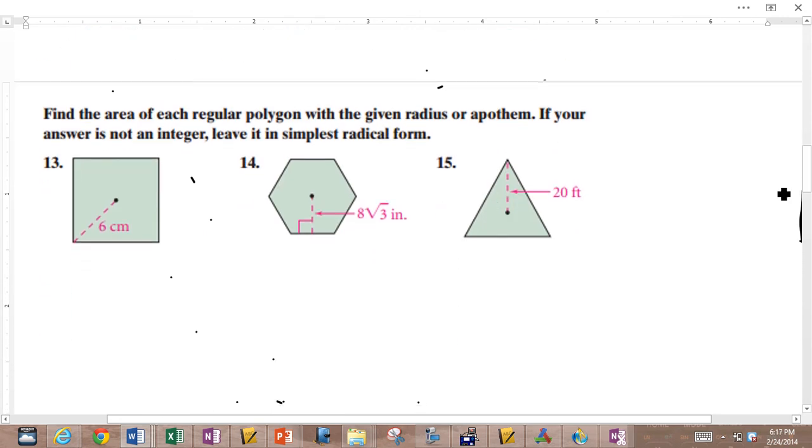Let's look at problem number 13. Problem number 13 gives us the radius of the square as 6. The radius of the square is 6. Again, the square is a regular polygon, but it's also a square. And of course, as a square, the area is equal to side squared.